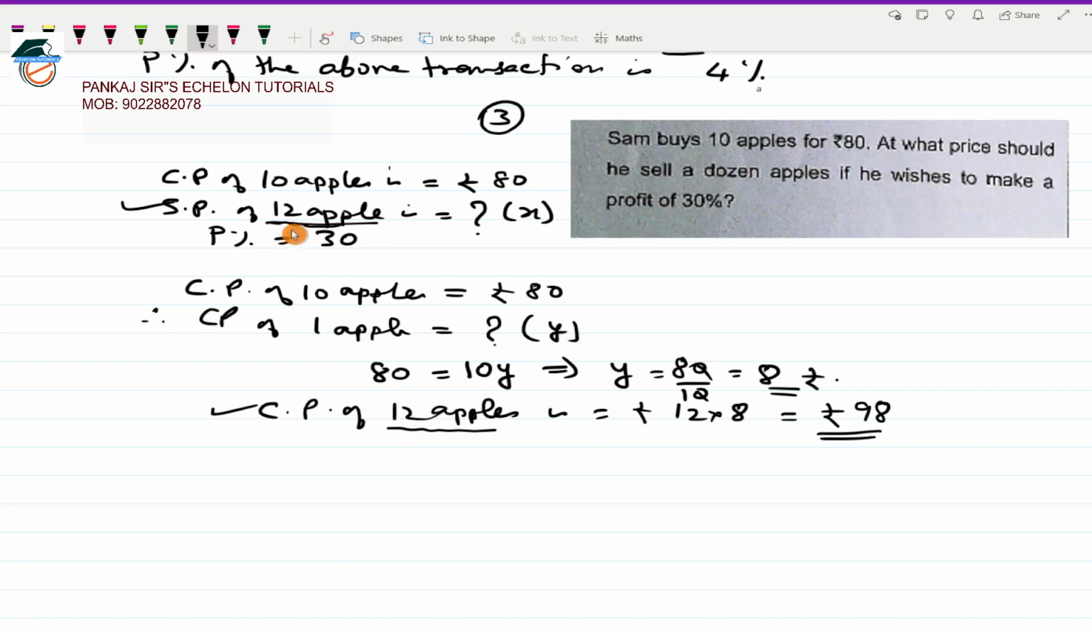Here, in this case, it is 12 apples. So the selling price is for 12 apples, so the cost price should also correspond to 12 apples only. Okay. That is very important. So that is why I did all these things.